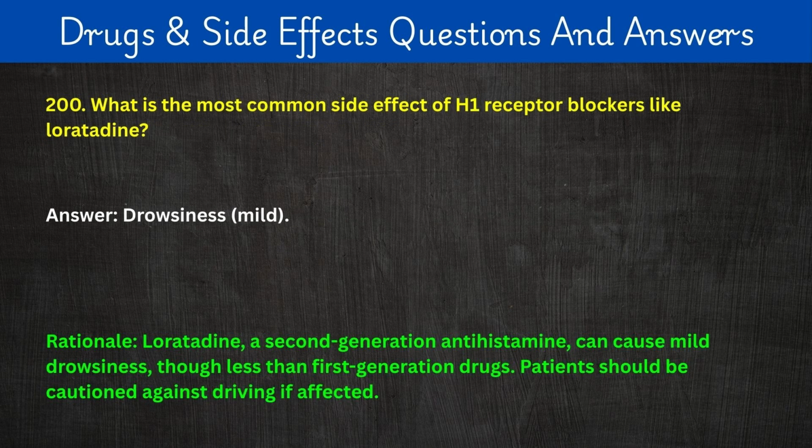200. What is the most common side effect of H1 receptor blockers like loratadine? Answer: drowsiness, mild. Rationale: loratadine, a second-generation antihistamine, can cause mild drowsiness, though less than first-generation drugs. Patients should be cautioned against driving if affected.